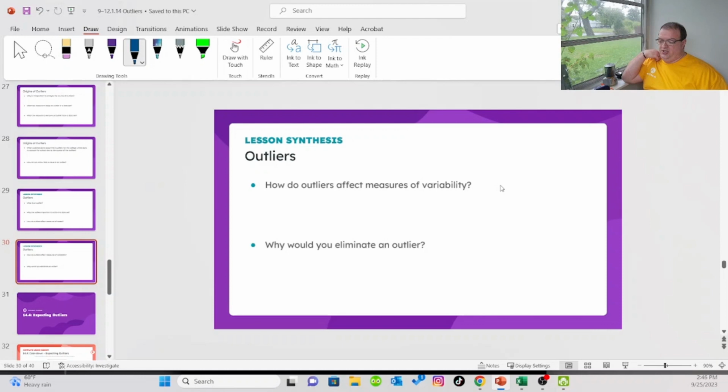Why would you eliminate an outlier? You would only eliminate an outlier in the case of faulty collection or faulty calculation. If the outlier is an error, you would eliminate it. If it is a legitimate data point, you leave it in and calculate.